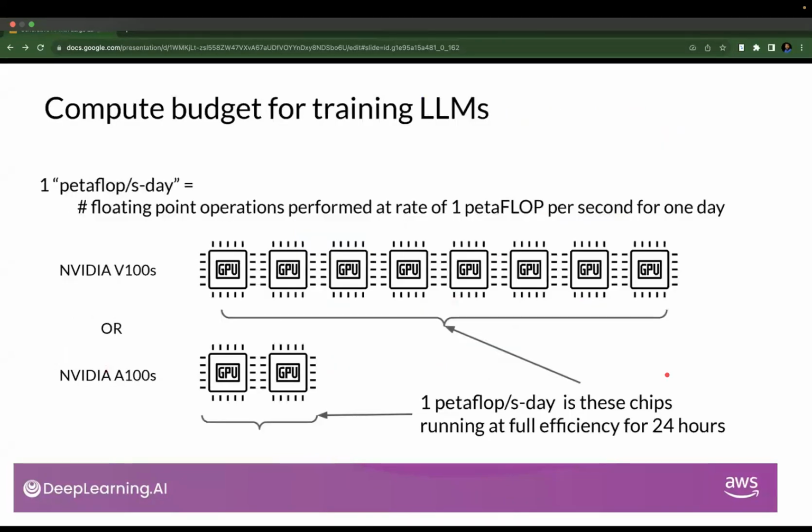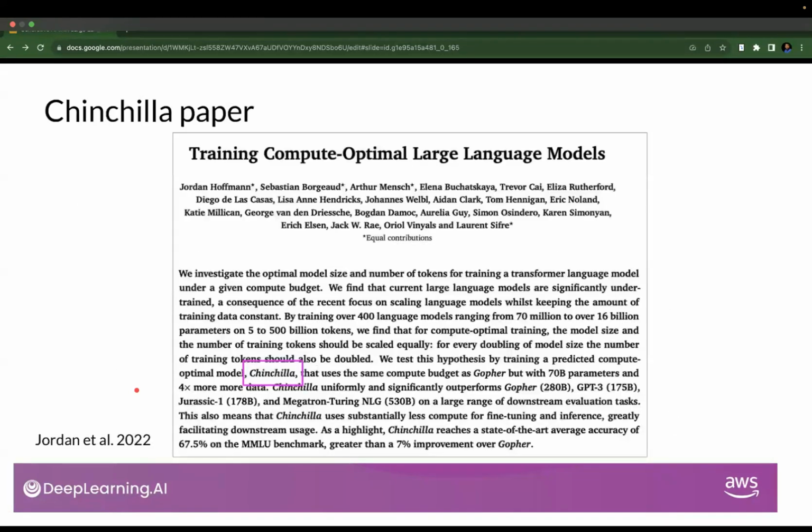Now, to give you an idea of how the floating point operations look equivalent to the GPUs. If you have 8 NVIDIA V100 GPUs operating at full efficiency for one complete day, then that will be equivalent to 1 petaflop per day, or 2 NVIDIA A100 GPUs. So you see, compute is costly, and let's continue this in this slide.